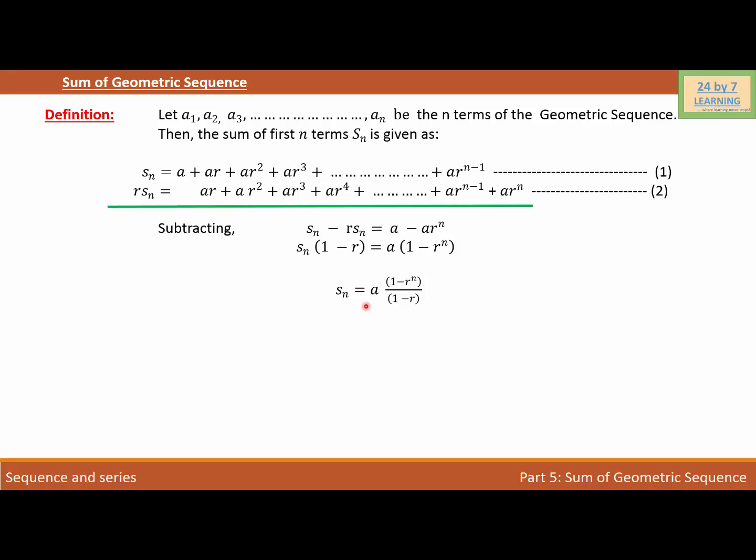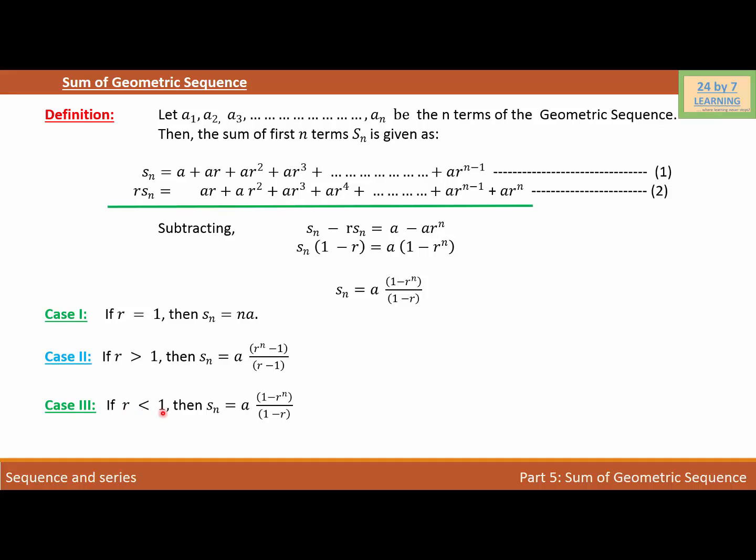Now let's consider some cases for this geometric sequence. Case 1: if r is equal to 1, then Sn equals n times a. Case 2: if r is greater than 1, then Sn is equal to a times r to the power n minus 1 over r minus 1. If r is less than 1, then Sn equals a times 1 minus r to the power n over 1 minus r. So basically we have three cases for the sum of a geometric sequence.